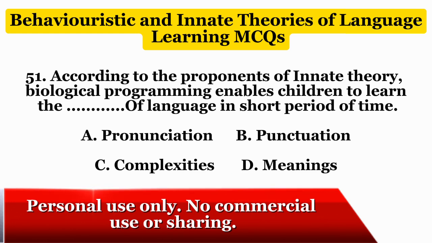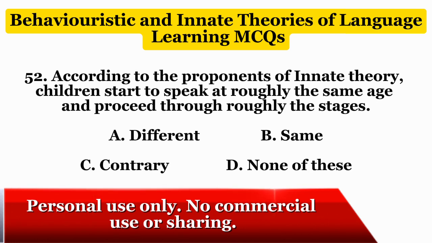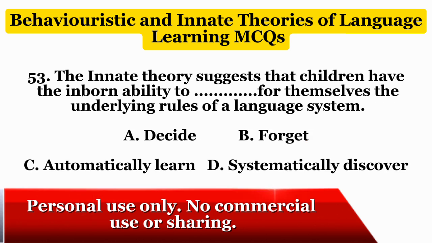According to the proponents of innate theory, biological programming enables children to learn the pronunciation, punctuation, complexities, meanings. Right option is C. Biological programming enables children to learn the complexities of language in short period of time. According to the proponents of innate theory, children start to speak at roughly the same age and proceed through roughly the different ways, same ways, contrary ways, none of these. Right option is B. Children start to speak at roughly the same age and proceed through roughly the same stages. The innate theory suggests that children have the inborn ability to decide, forget, automatically learn, systematically discover.